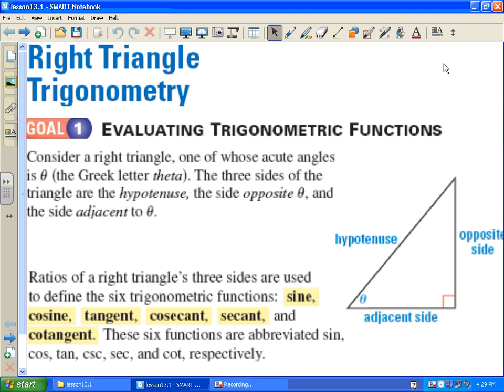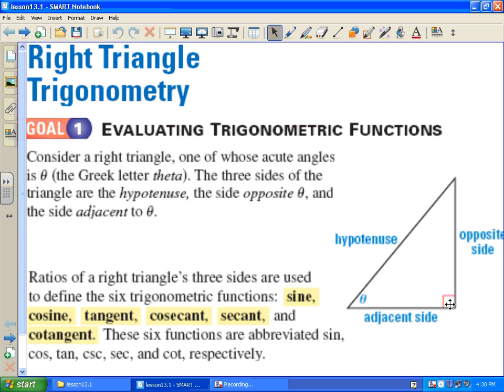Section 13.1, right triangle trigonometry. On the right hand side of the slide you see a figure which is a right triangle, and if you look at the right triangle, the sides are labeled with specific names. The hypotenuse of a right triangle is always the side that's opposite of the right angle.